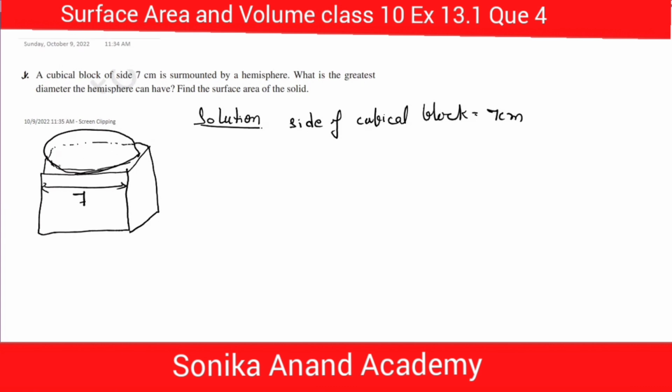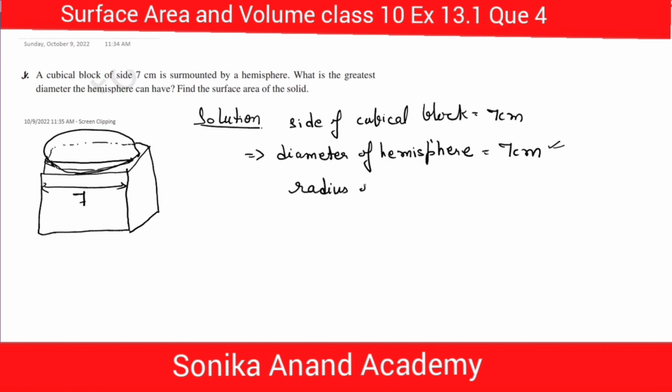This is 7 centimeter. Now the hemisphere also covers this portion. So that means the diameter of the hemisphere, which was inverted on that block, is also 7 centimeter. So in the question, what is the greatest diameter the hemisphere can have? The greatest diameter of the hemisphere is 7 centimeter. Now from here we can also conclude that the radius of the hemisphere is 3.5, don't go for that, just write 7 by 2. It's easy to solve.